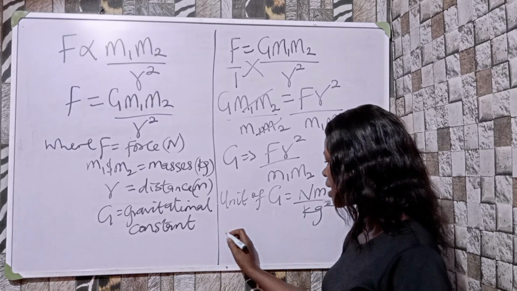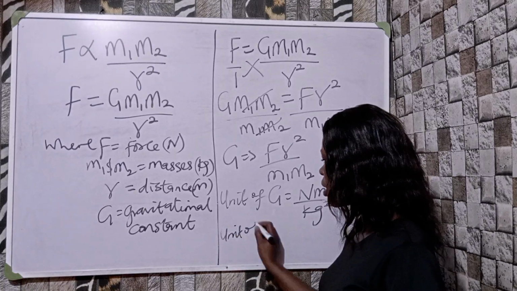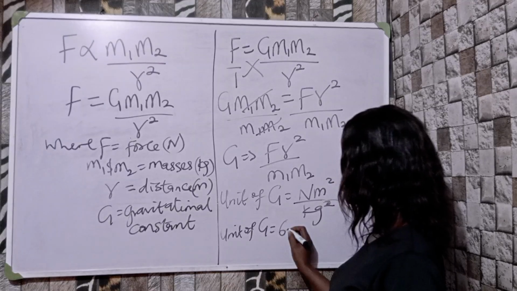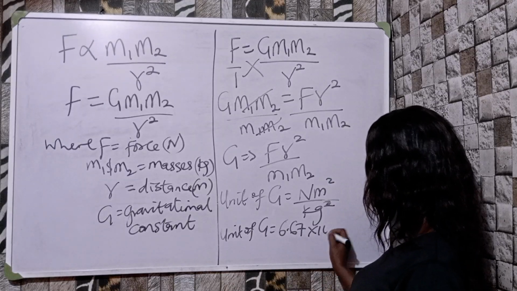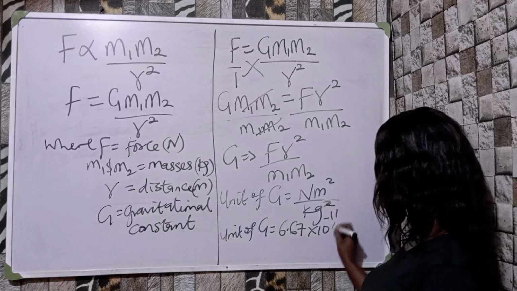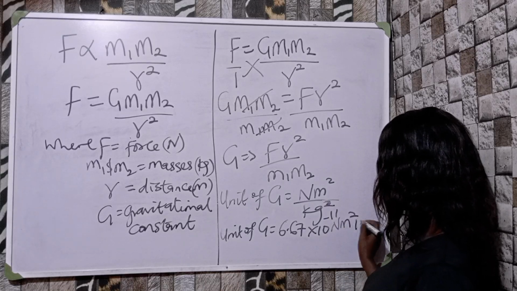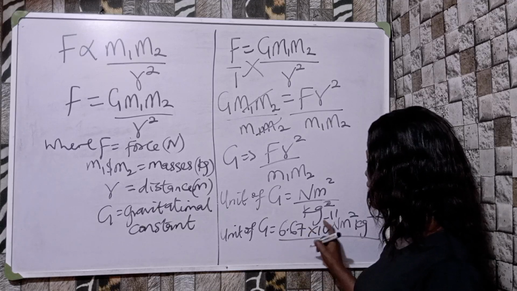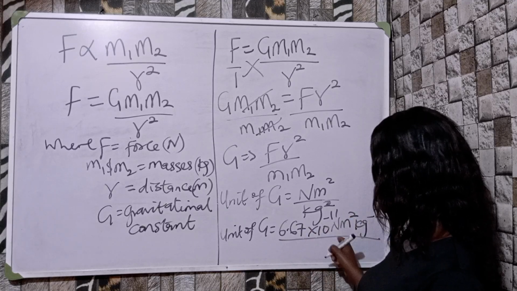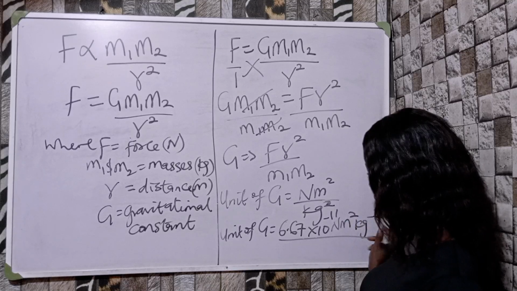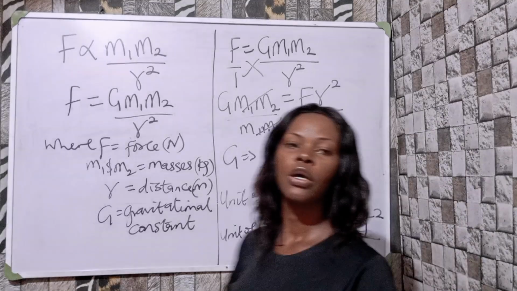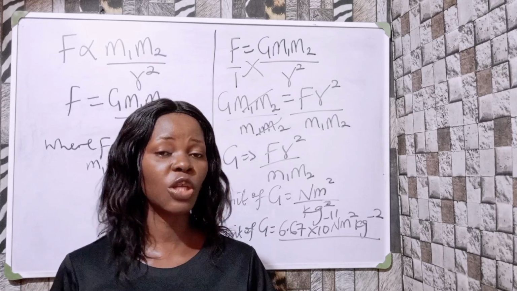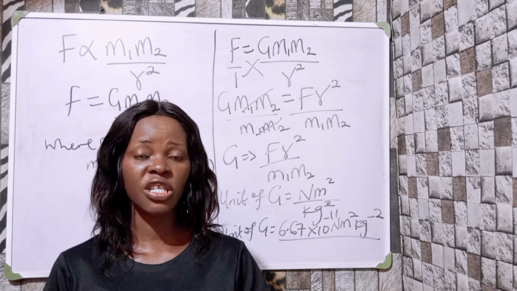So the value of G is equal to 6.67 times 10 raised to the power minus 11. The unit becomes Newton meter square per kilogram square. So 6.67 times 10 raised to the power minus 11 Newton meter square per kilogram square. Okay, so with this we can actually solve for the gravitational force, knowing that G is constant.